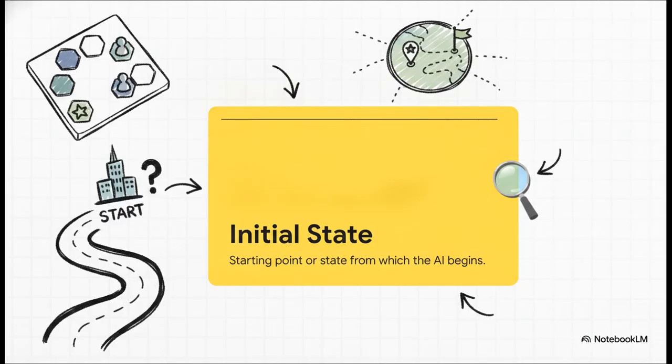The very first concept is the initial state. Think of this as setting up the board before you play a game. For example, if you're planning a road trip, your initial state is just your current location. Say, the city of Dang. The AI needs to know exactly where it's starting from before it can calculate a single move.